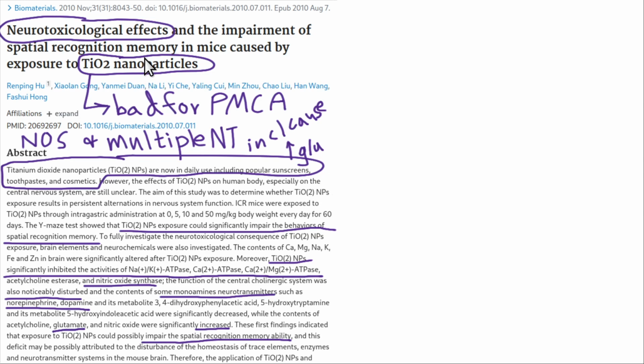Now look at this, neurotoxic effects. Titanium dioxide is toxic to your brain. It's also bad for the plasma membrane calcium ATPase. And it also inhibits nitric oxide synthase. This is a disaster, okay? And it has a toxic effect on several different neurotransmitters, okay? It does cause increased glutamine, so it probably has an excitotoxicity effect. I didn't have time to look that up, but I would expect that it does.